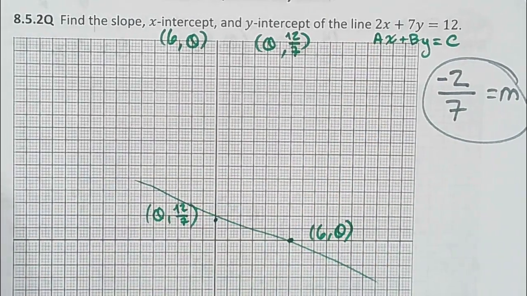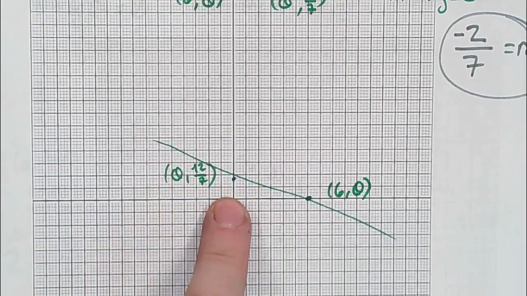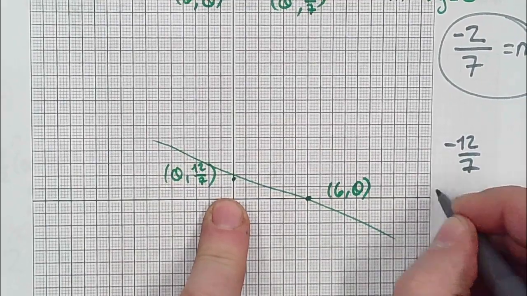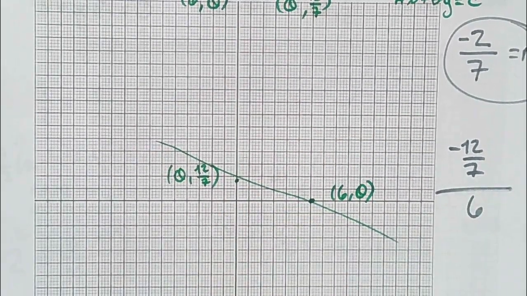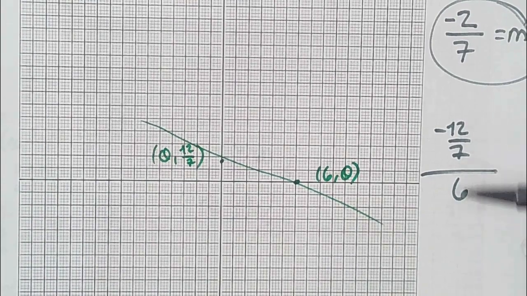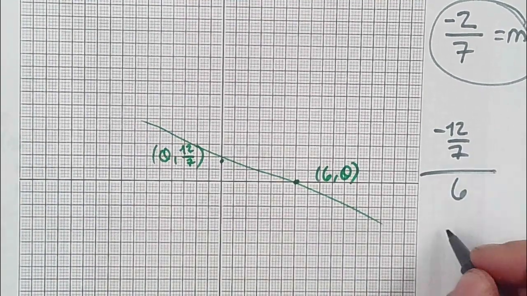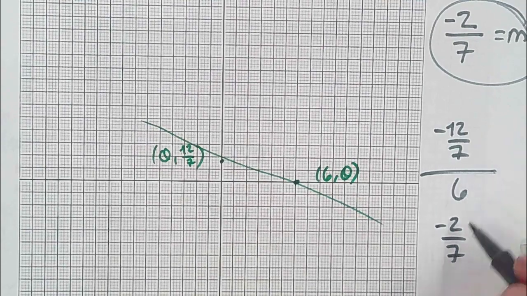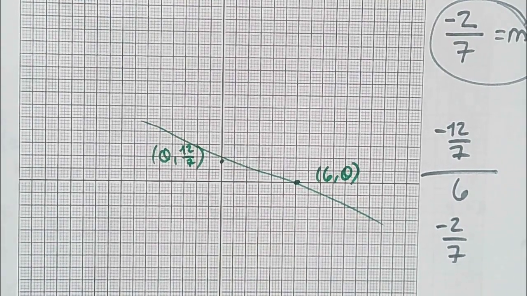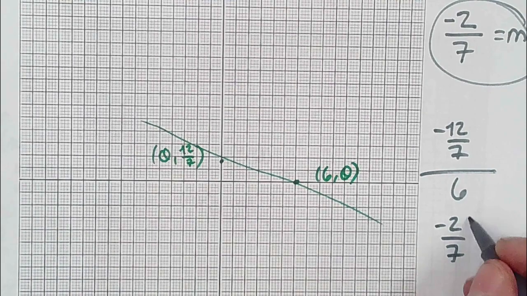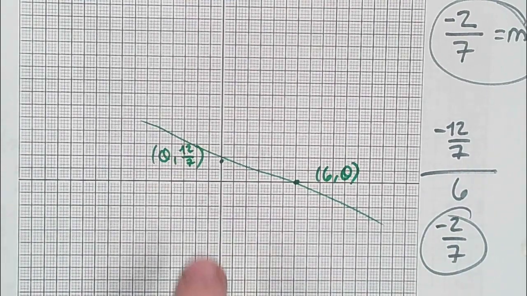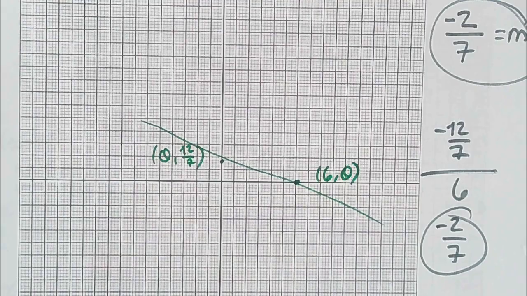Another way to think about it is this. I know my slope is down 12 sevenths, and it's to the right 6. This might look really nasty, but it isn't. Imagine you have 12 of something. Forget that they're sevenths for a second. It's just 12 of something. I have 12 things. I divide it by 6. I now have 2, right? 2 things. 2 what? 2 sevenths. These are the same thing. 12 sevenths divided by 6 is just 2 sevenths. And of course, it's negative. So a couple ways to find that slope. Set it up like this and go.